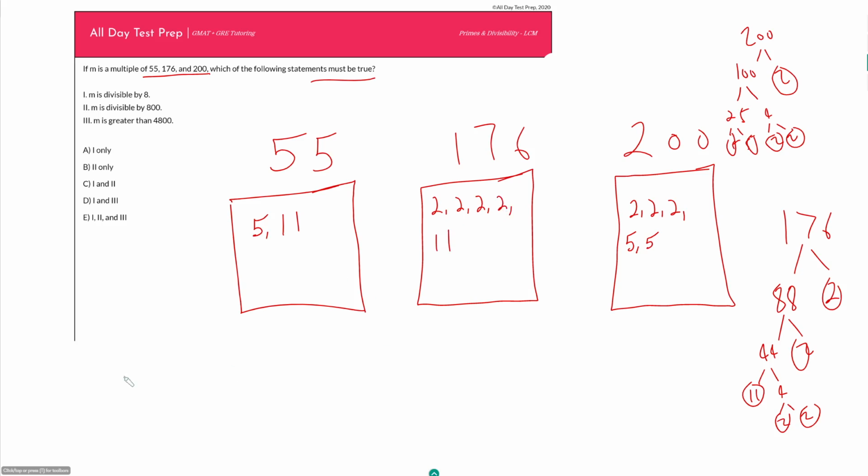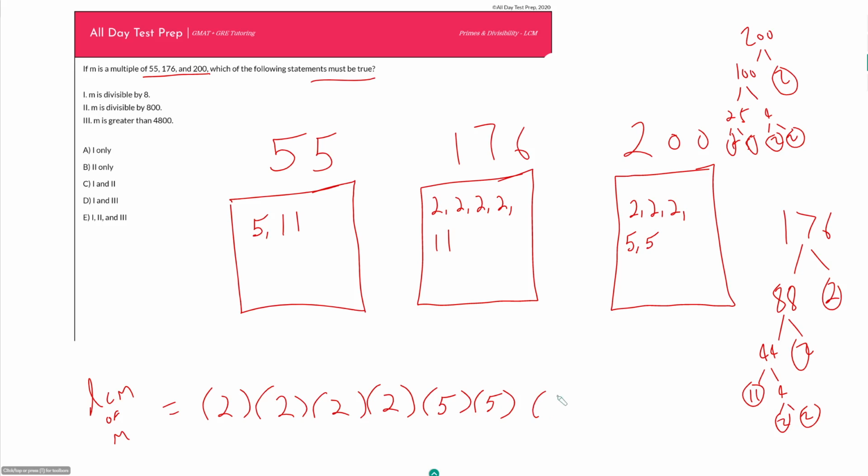So if we want to find the least common multiple of m, same thing as before. Let's go through our numbers one by one, select the times they appear the most. Starting with our 2, we have 4 2s here, 3 2s here, none here. So we need all 4 of those 2s, so we can make the 176. And then we will use 3 of those 2s to also make our 200. 5 appears twice here, only once here. We got to go with it twice. And then I think the only thing left is our 11, which appears once in each of these guys. So we only need it one time. So this is our number.